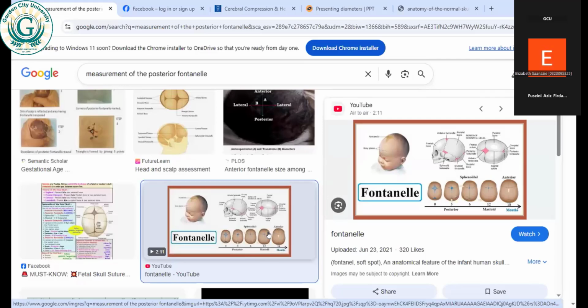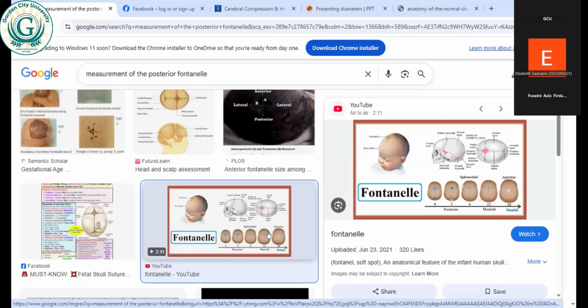And the posterior one closes at 6 weeks after birth. The triangular shaped one, 6 weeks. And the anterior, which is the bregma, closes at 18 months. I explained that when the baby is born, at this place you see pulsation, like when the baby is breathing, it will be going up and down. Okay. So we are moving on.